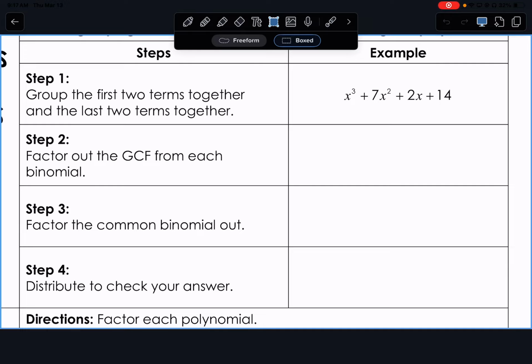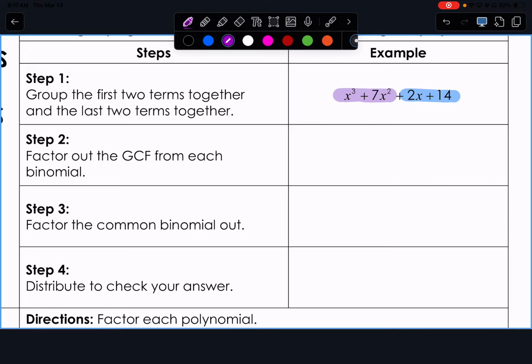So we are going to group them. Okay, so how to group. The first thing you're going to do is group the first 2 terms together and the last 2 terms together. So we're going to group x to the 3rd and 7x squared, and we are going to group 2x plus 14.